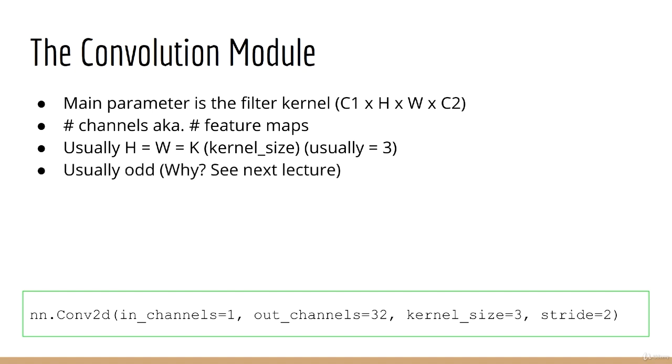Notice how the size is typically odd. You'll be able to deduce why that is the case after the next lecture. So that takes care of the first three arguments. The last relevant argument for us is the stride, which controls the step size when you move the kernel across the input image.